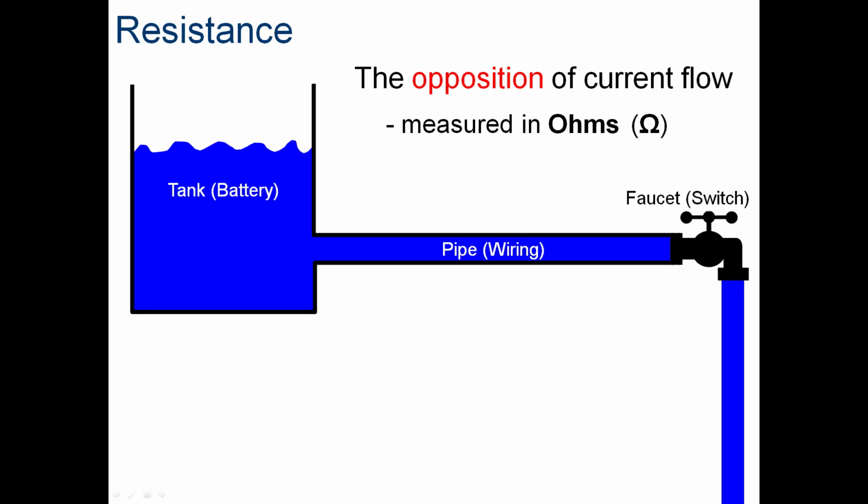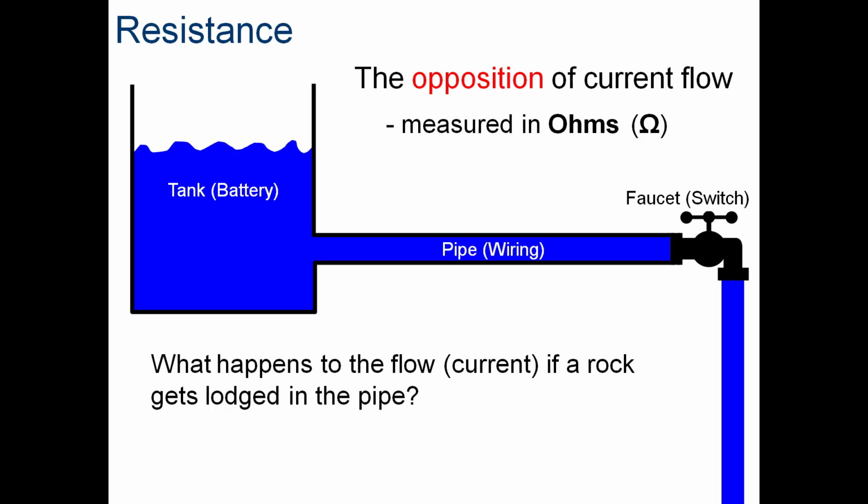Now resistance is the opposition to current flow. All material has some opposition to it. It takes energy to push the electrons out of their orbit and make current flow. The amount of energy that's required is the resistance. So in other words, resistance is the opposition of current flow, measured in ohms.